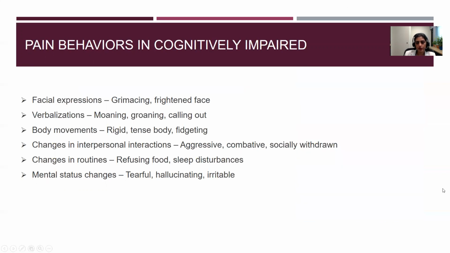Now, when we talk about older patients, we also have to take into consideration cognitively impaired patients, whether they have any kind of dementia or have had strokes, which limit their ability to explain their pain. So the first thing to recognize is facial expressions, grimacing or a frightened face. Verbalizations, moaning, groaning, calling out can be signs that someone is in pain. Body movement, whether they're very rigid, tense, or fidgeting, would be important as well to figure out if they're in a lot of pain. Also changes in interpersonal interactions, whether someone gets aggressive, combative, or socially withdrawn.